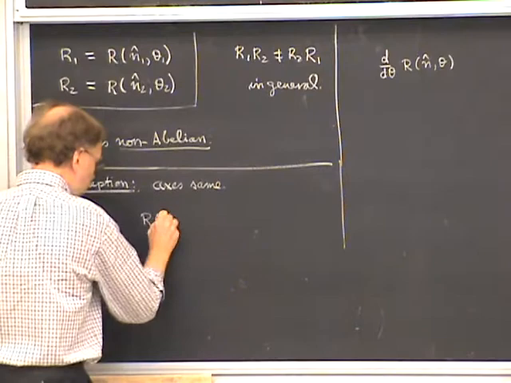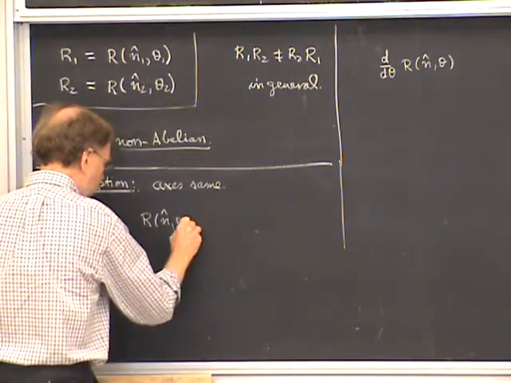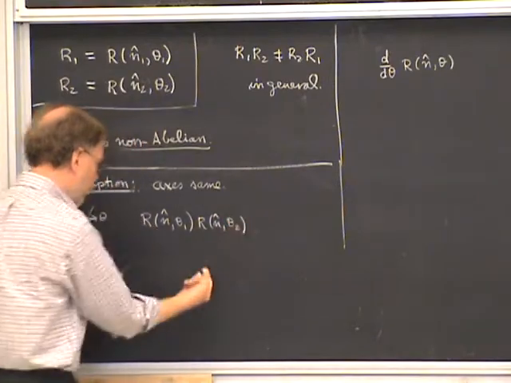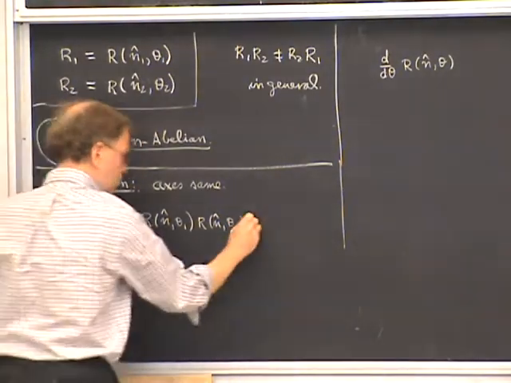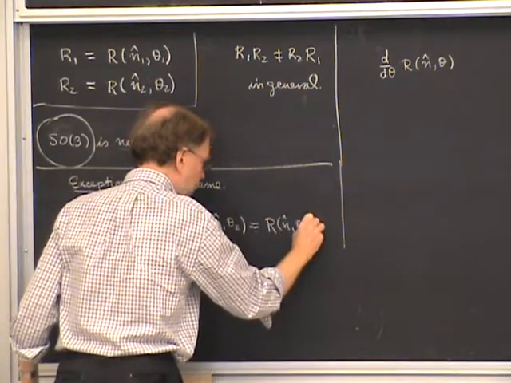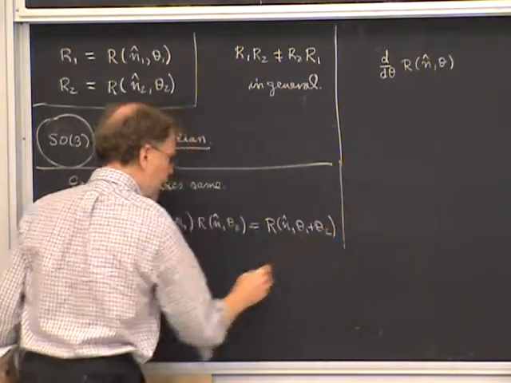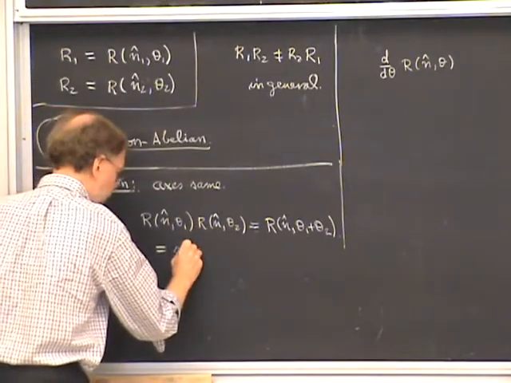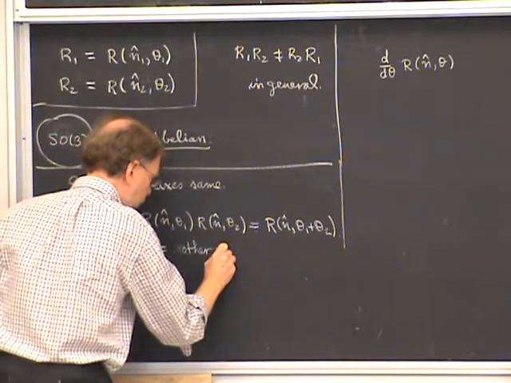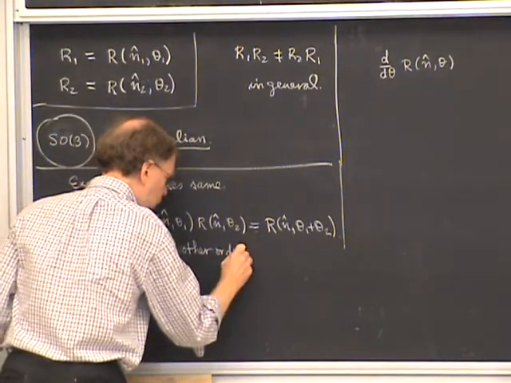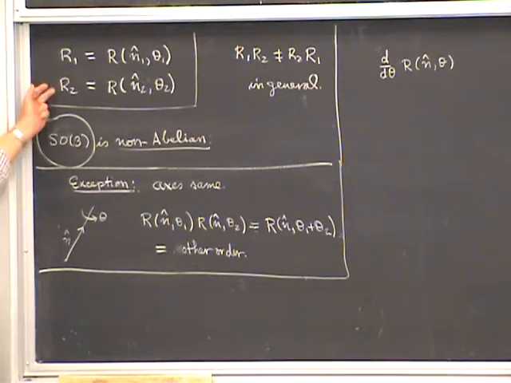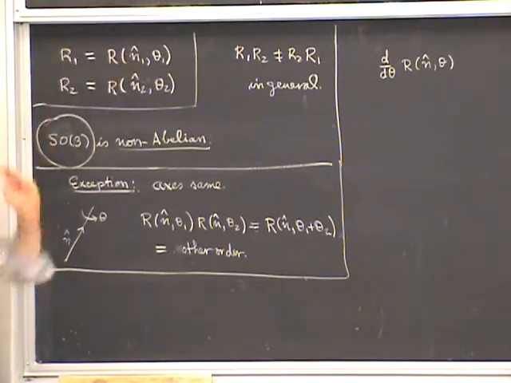So in other words, you have R of n hat comma theta 1, let's say, times R of n hat comma theta 2, where the point is these are the same axes. This is the same thing as R of the axis n hat, theta 1 plus theta 2. The angles just add. And this is the same thing if you do this in the other order. You multiply in the other order. So rotation matrices do commute if the axes are the same. In general, they don't commute because the two axes in general are not the same.